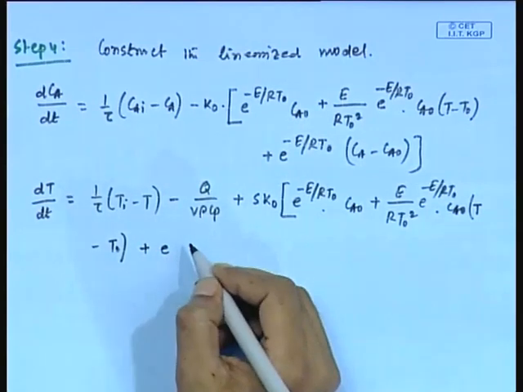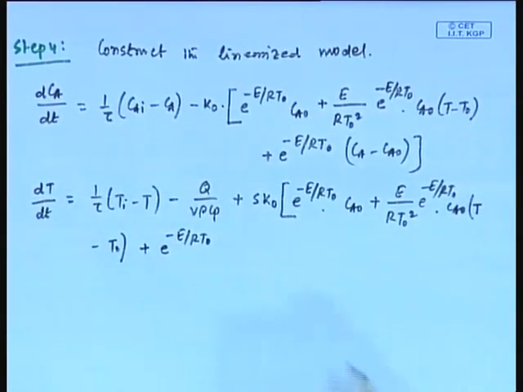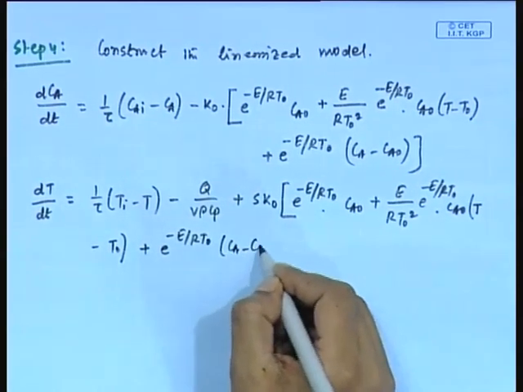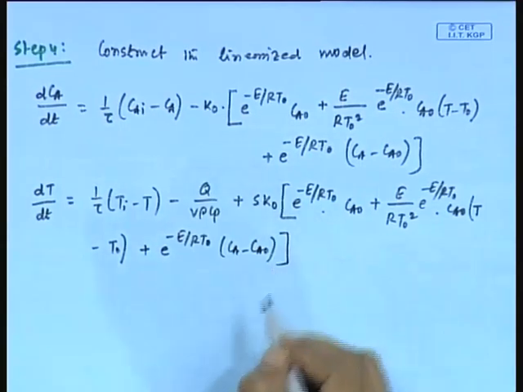Last term is exponential of minus E divided by R T naught, multiplied by C A minus C A naught. Fine. So, after substituting the linearized expression in the nonlinear model, we get these two equations. What is the next step?